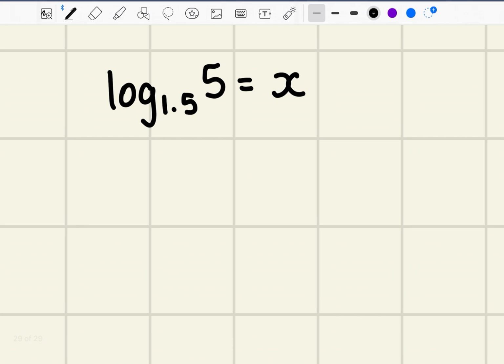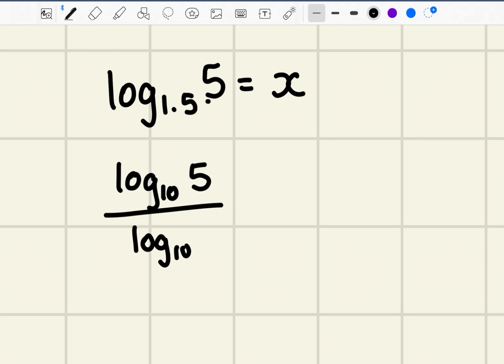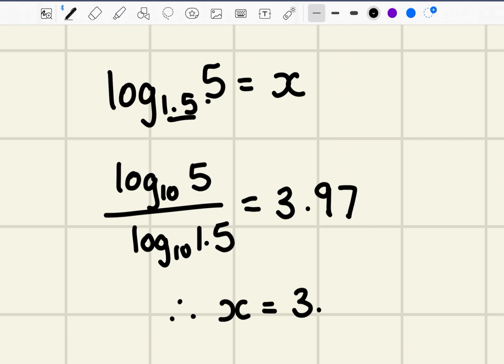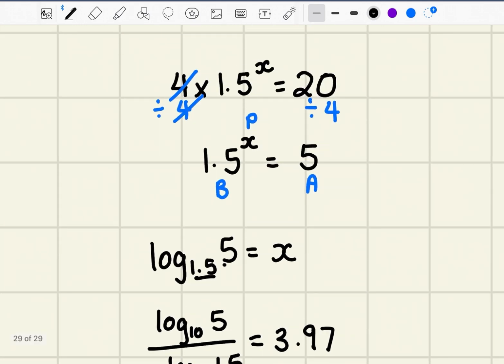Now, you can't just solve mentally log base 1.5 of 5. So I'm going to use my change of base rule to solve this log. So we can rewrite this as log base 10 of the big number 5 over log base 10 of that little number, the subscript 1.5. And when I put that into my calculator, I get 3.97. So therefore, x equals 3.97.